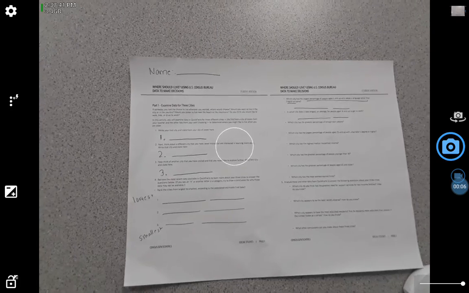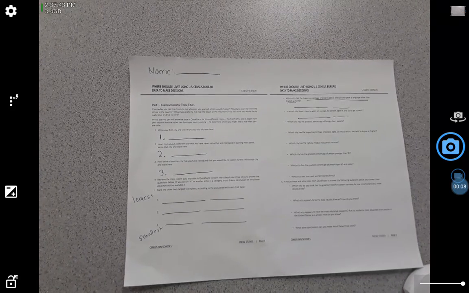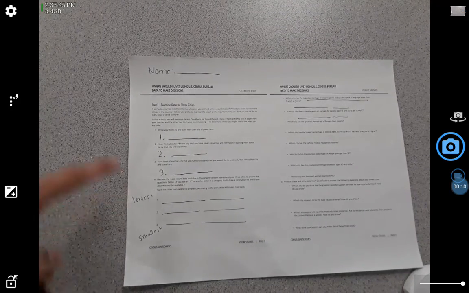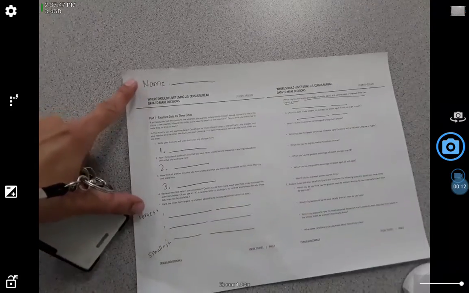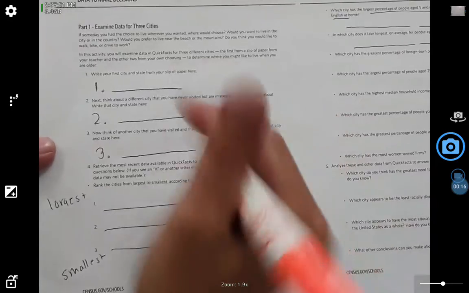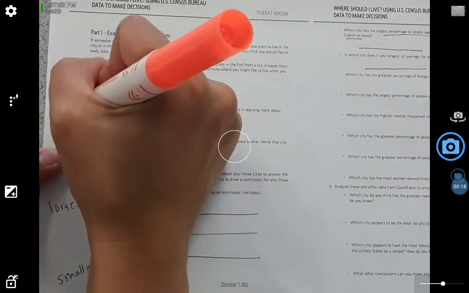Okay, for the assignment today, we are going to look at census data for 3 U.S. cities. So if you haven't already, print out this template, write your name at the top, and then think of 3 U.S. cities that you might like to live in as an adult.